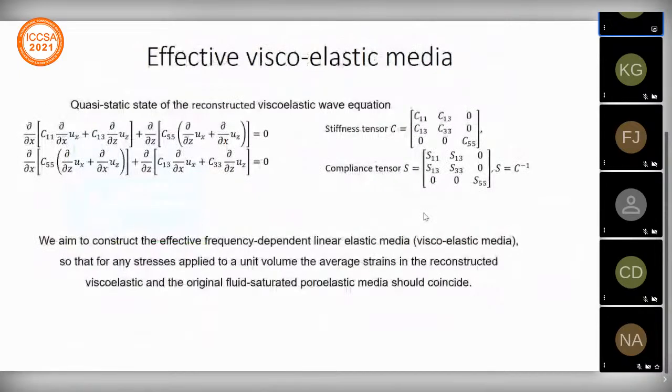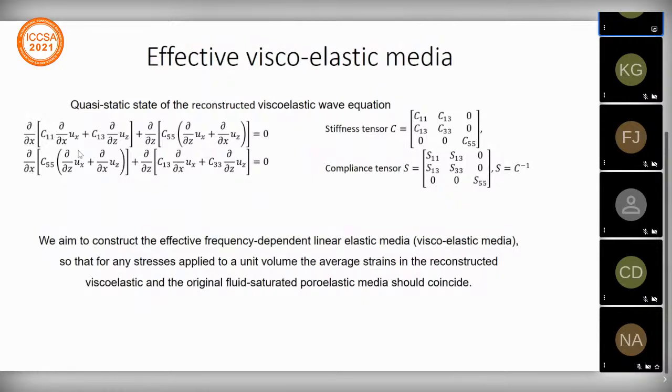To perform the upscaling, we need to apply just the same experiments, but for homogeneous viscoelastic media. For homogeneous viscoelastic medium, the equations are much simpler. They're elliptic, but the coefficients over here, C11, C55, and all the rest, are assumed to be frequency dependent. So we solve Biot equations for each frequency independently, and having solved them, we can reconstruct the frequency dependent stiffness tensor for viscoelastic media.